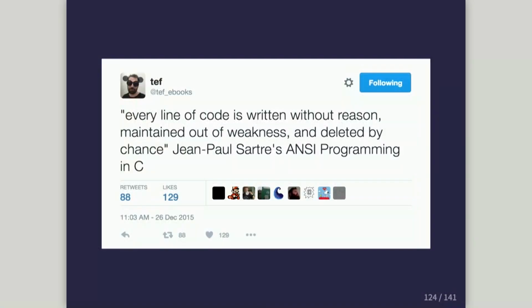All right? And so we're kind of made of math. Corgis are made of star stuff, and so are we. And this is a corgi, and I love this corgi very much. But perhaps even with a small talk of corgis, maybe you're a cat person, you still feel despair. All right, and when we despair, we think of Sartre. And so this is a quote from Jean-Paul Sartre's ANSI Programming in C. Every line of code is written without reason, maintained out of weakness, and deleted by chance.